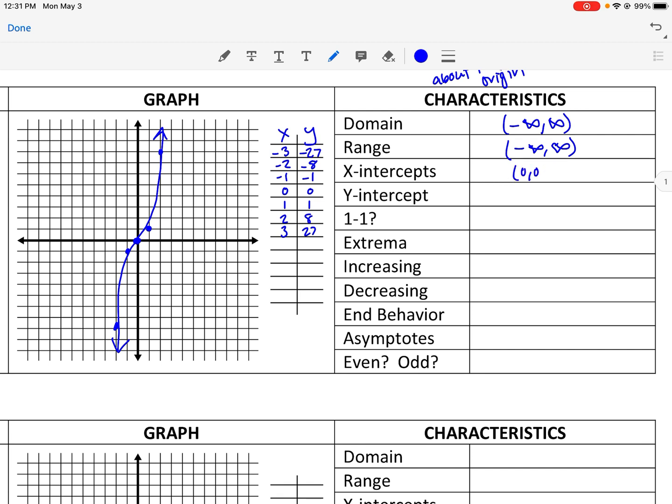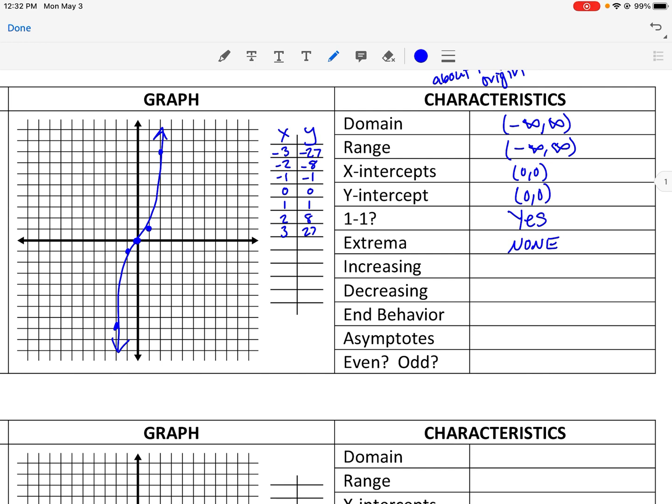X-intercepts, it crosses the x-axis at 0, 0. Crosses the y-axis at 0, 0. One to one, it passes the vertical and the horizontal line tests. So this is a yes. Extrema, this is maximum and minimum. It goes up forever, down forever, so we don't have any of these.